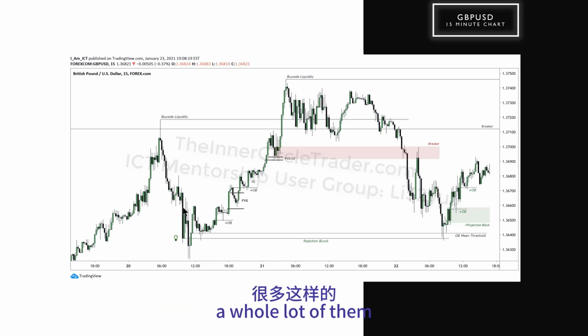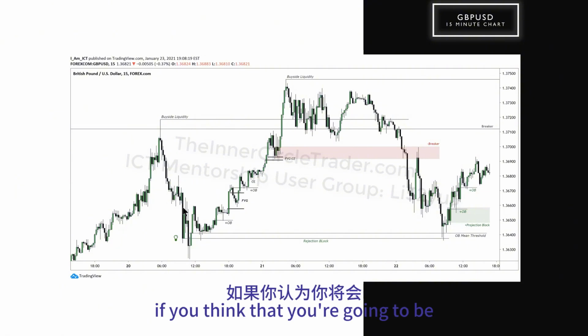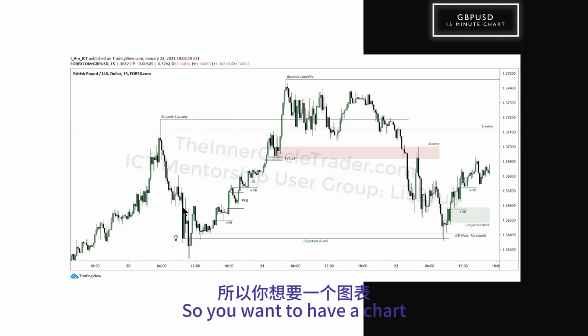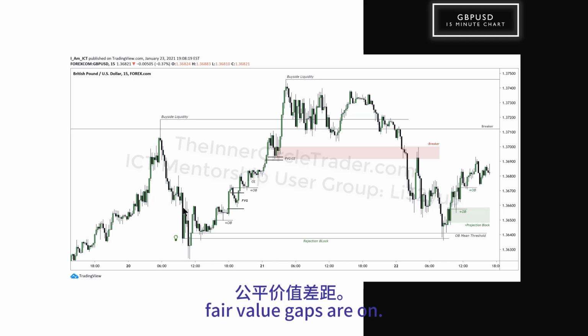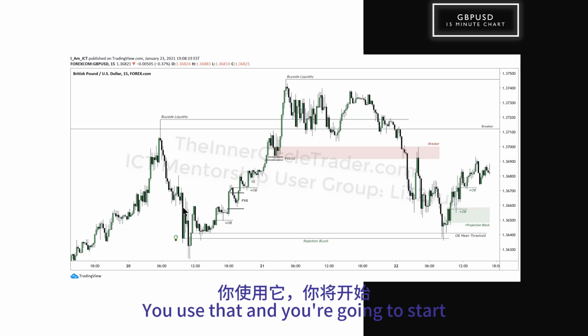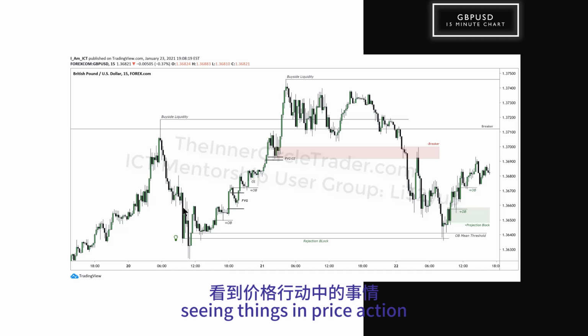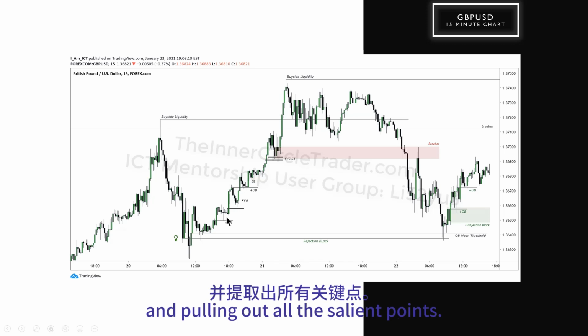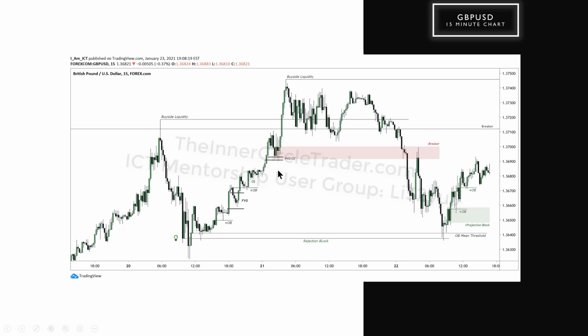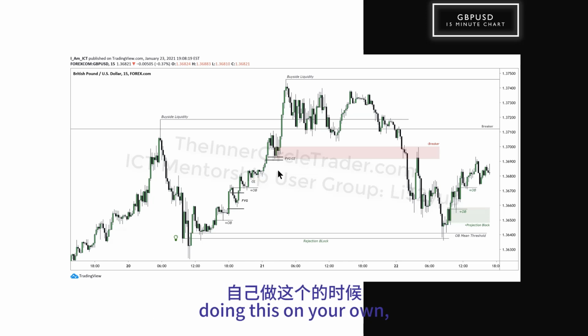Now, you're going to have a whole lot of them if you think that you're going to be putting every single time frame. So you want to have a chart for your 15-minute time frame that the salient fair value gaps are on. You use that, and you're going to start seeing things in price action that you did not notice before. I'm giving you pieces and pulling out all the salient points. But when you start doing this on your own, that means the expensive time investment you have to have by putting in the time and making your charts dressed up like this.